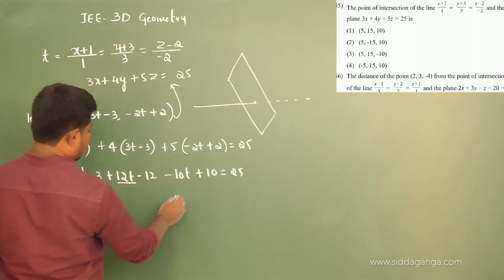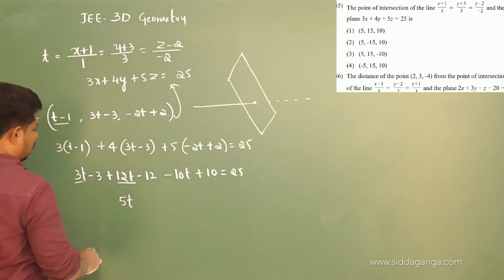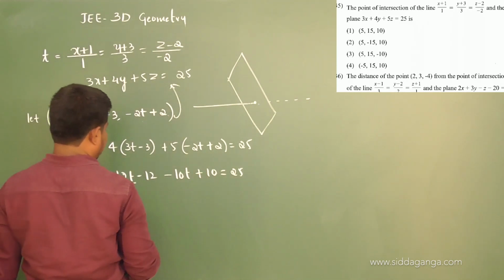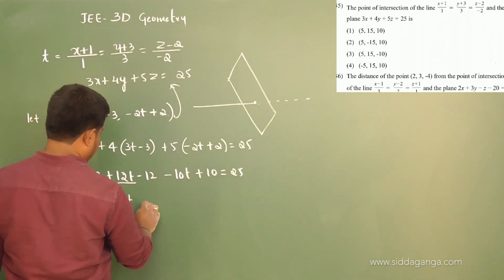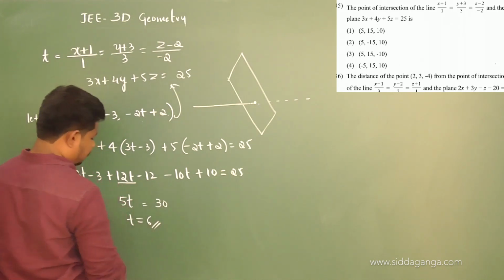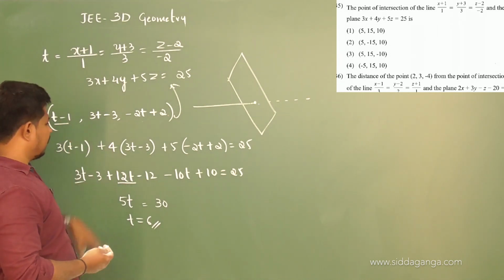3t, 15t and minus 10t. So that is 5t. So minus 3 minus 15 plus 10. So minus 5, take to the right side, becomes plus 5, that is 30. So t is equal to 6, I think, right? t is 6. Now substitute this t in the required point.